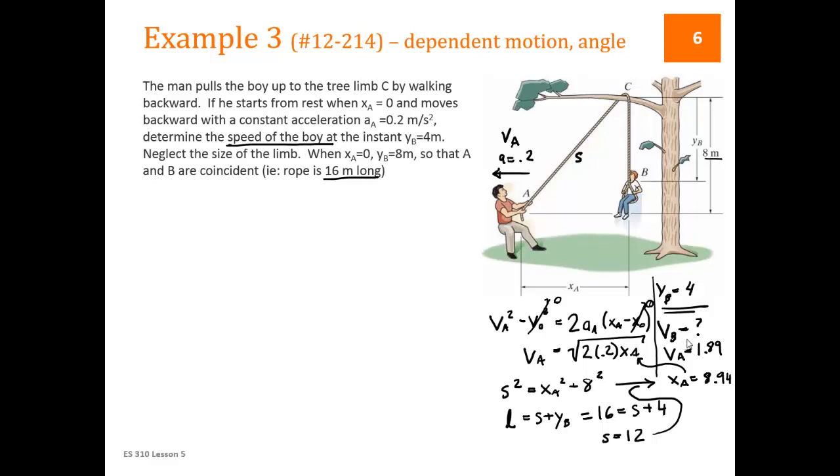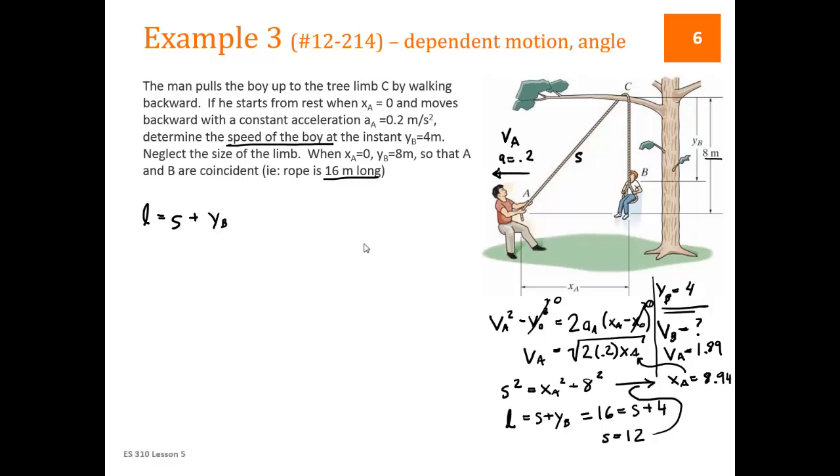We're given the velocity of the man, we need to find the velocity of the boy. So now we need to relate the motion of the man to the motion of the boy, and it's not as simple as with the pulleys because we have this angle involved. So let's take a look at our definition of the length of the rope. That's where we started before. We've already written it. The length of the rope has two parts. It's S plus YB.